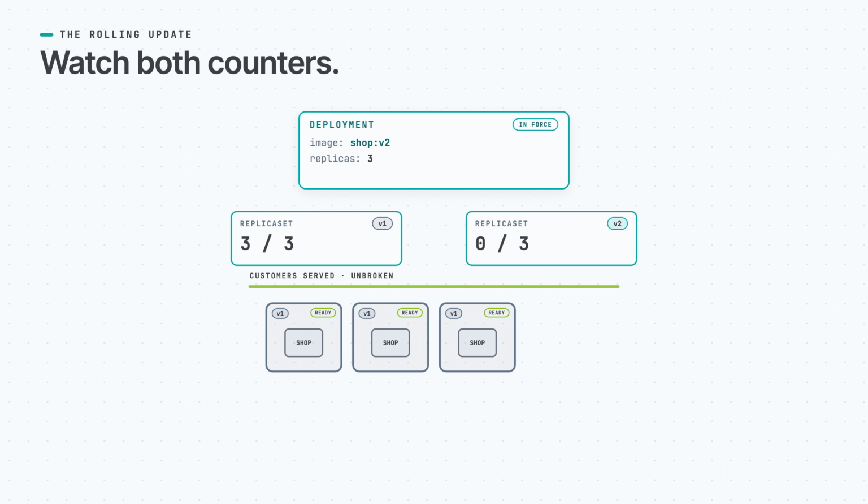Remember the trick in your pocket? Version 2 gets its own ReplicaSet. Now watch both counters. The new one climbs 1, 2, 3. The old one winds down 2, 1, 0. The shop never went dark.